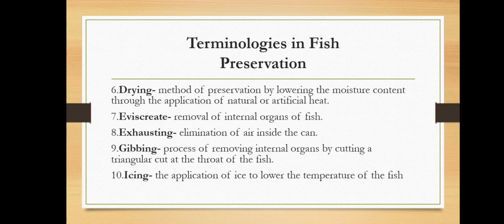Six is drying. Drying is a preservation method that involves lowering the moisture content of fish through the application of natural or artificial heat. This process inhibits the growth of microorganisms that thrive in moist environments, extending the shelf life of the fish. Dried fish is lightweight, has a longer storage life, and is a common method in various cultures.